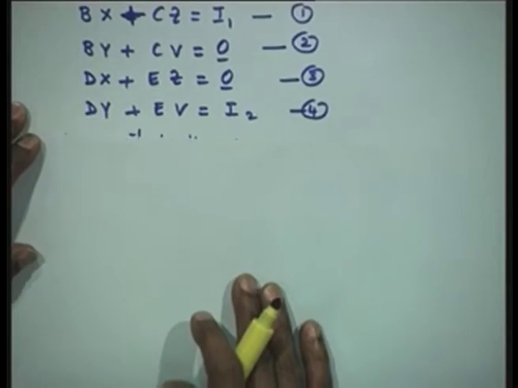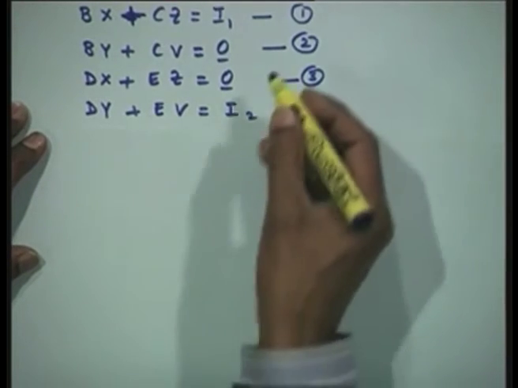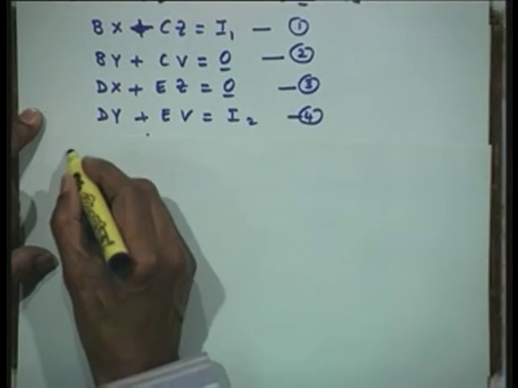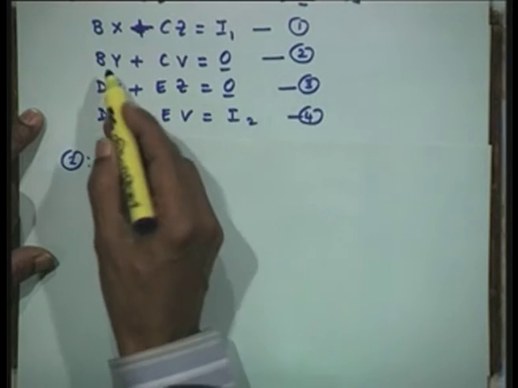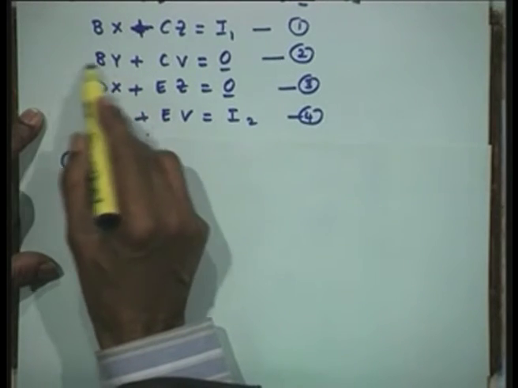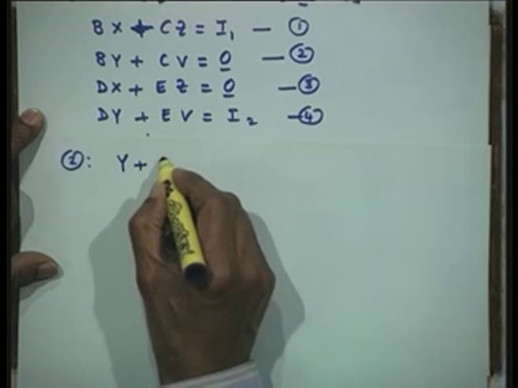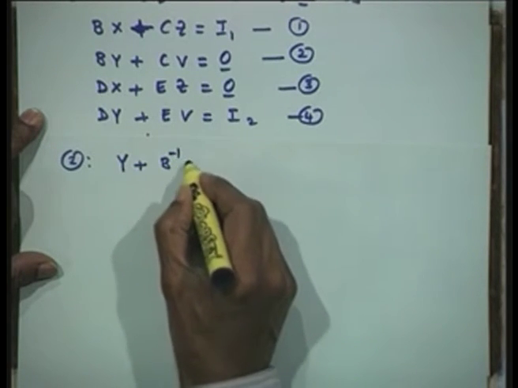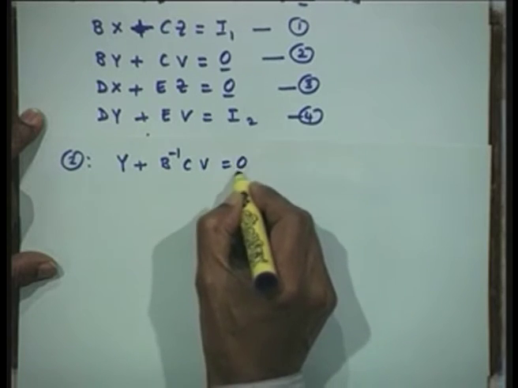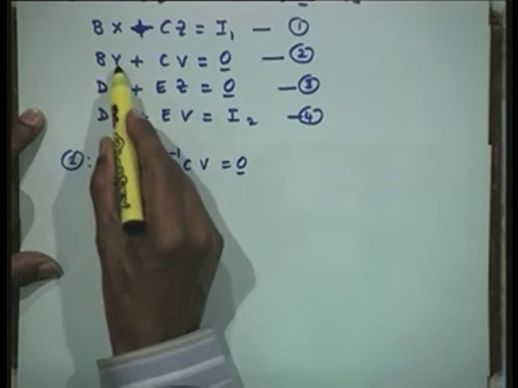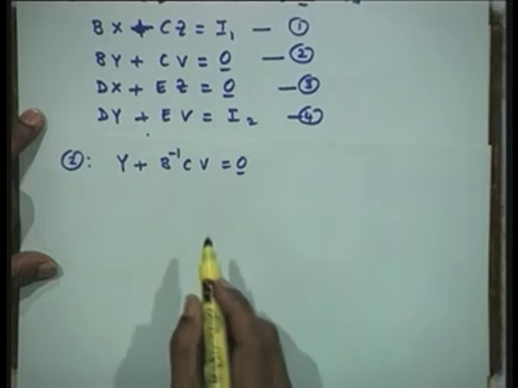Now, it is simply to solve these 4 equations for these 4 unknowns. Since B inverse is known, let us start with equation 2. I pre-multiply by B inverse. This gives me y plus B inverse C V is null. I have pre-multiplied this by B inverse, so y plus B inverse C V is equal to 0.